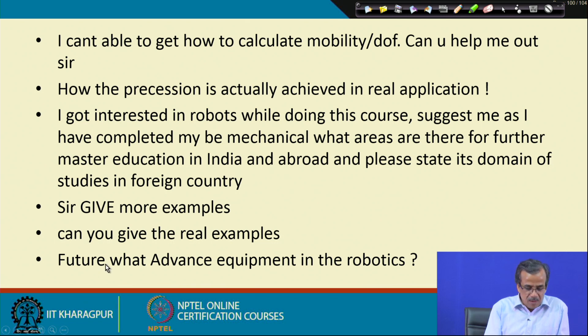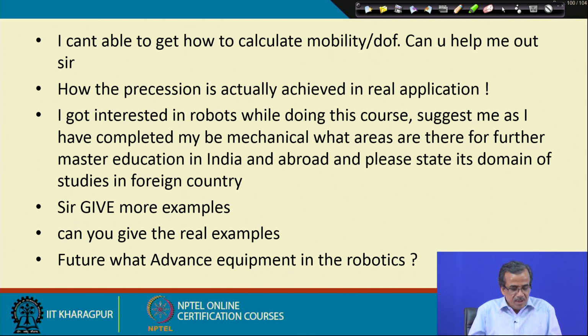The next is the future and advanced equipment in robotics. Regarding the equipment in robotics, if you want to develop a robot, it has a few components which I have already discussed in detail. For example, it has a fixed base, some links, some joints, and at each joint we have motors. If you want to make it intelligent, we will have to take the help of some cameras or sensors, and those are to be mounted.